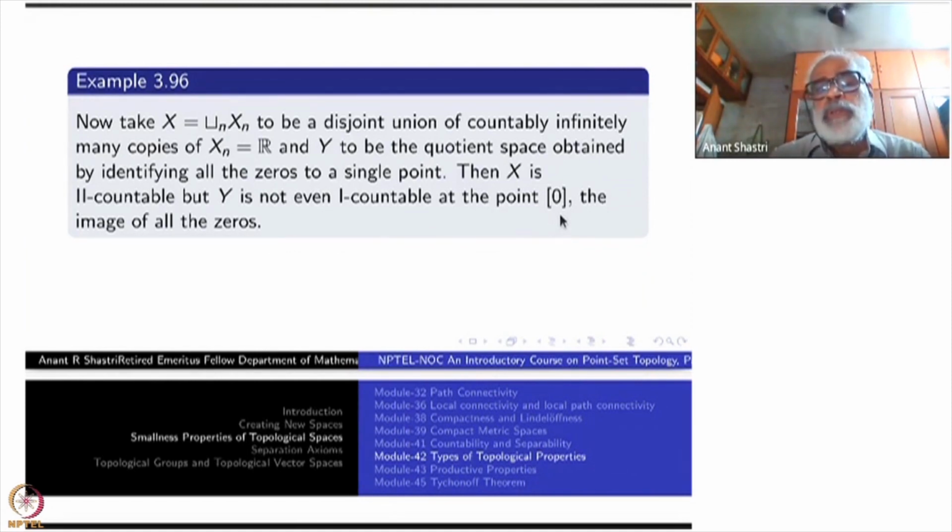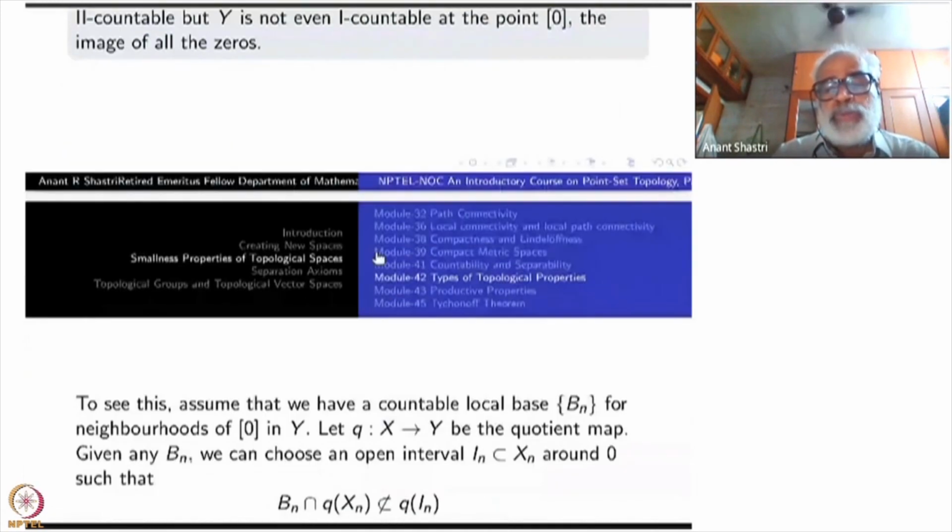Okay. So if it's not first countable, it cannot be second countable. So this gives you an example for both of them. Okay, how to see that it is not first countable? That is also easy.